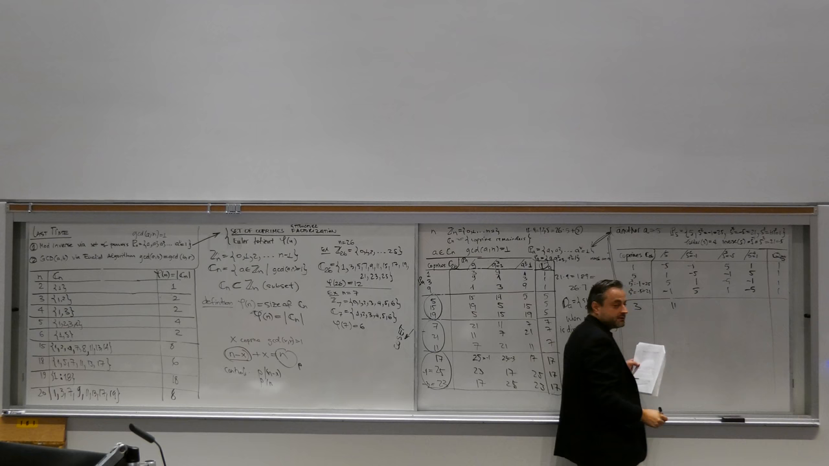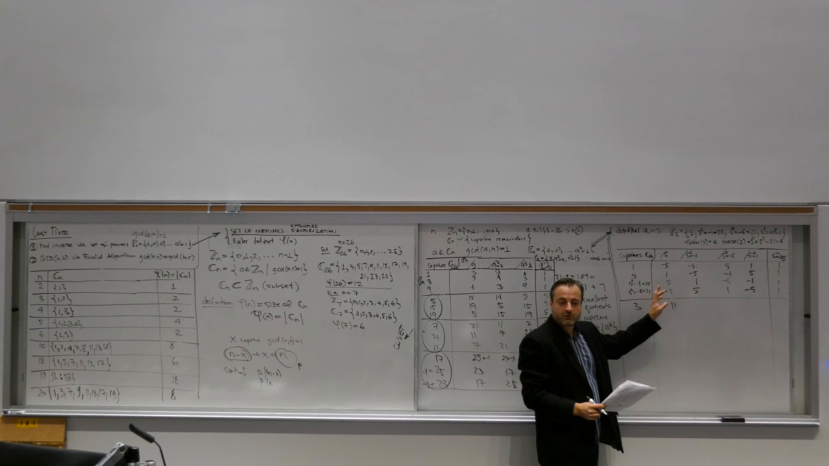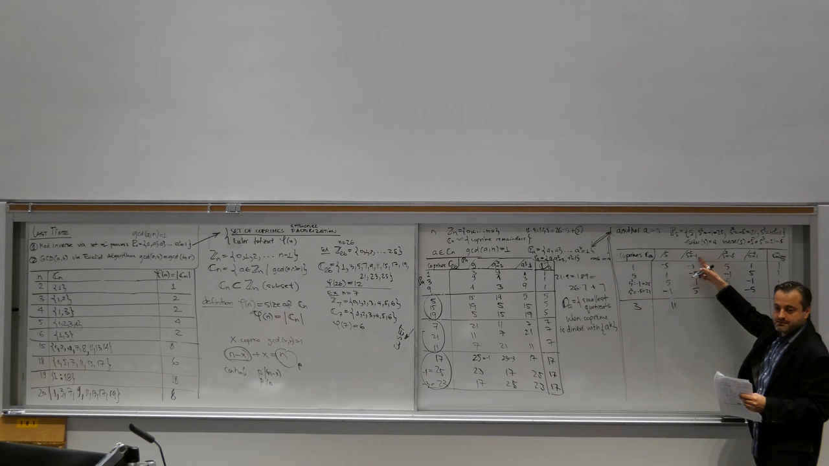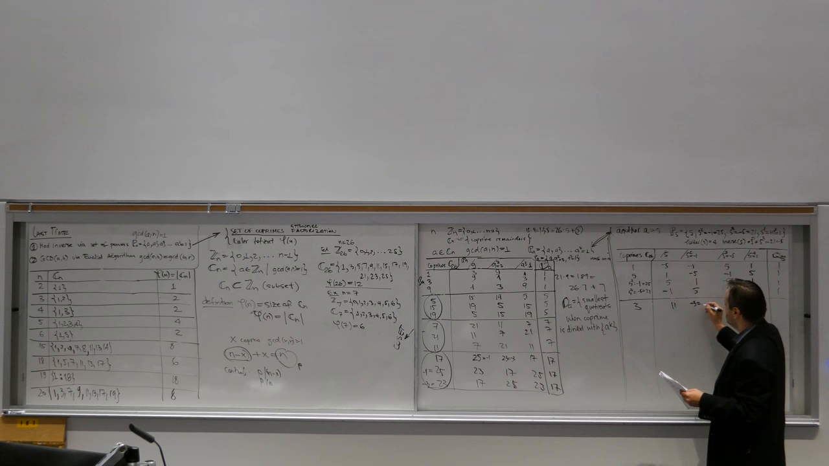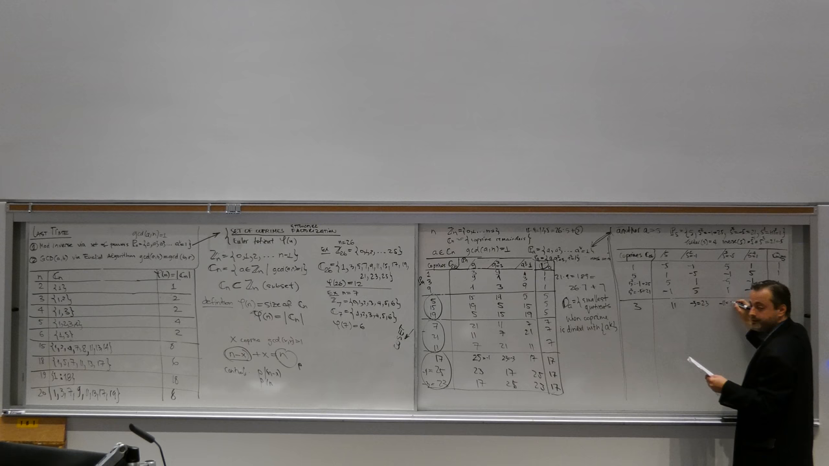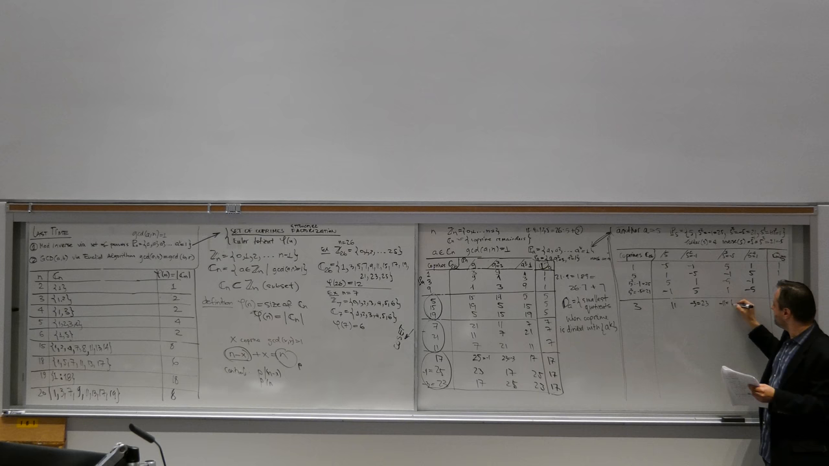11 times 5? 55 modulo 26 is 3. How about when I divide 3 by minus 1? What do I get? Minus 3, which is 23. How about when I divide 3 by minus 5? Well, it's the same as this one with a negative sign. If 3 divided by 5 is 11, 3 divided by minus 5 is negative 11, which is who? Who's negative 11? 15. And 3 divided by 1 is 3.